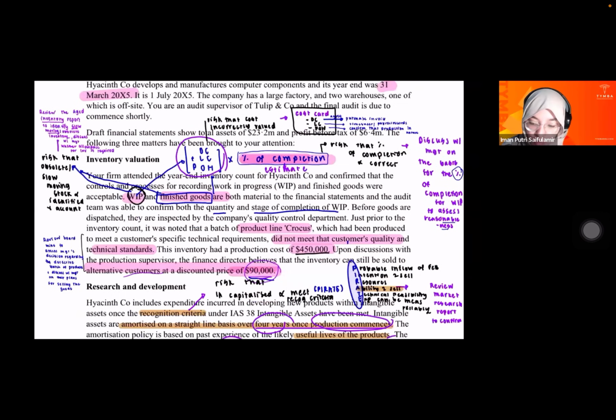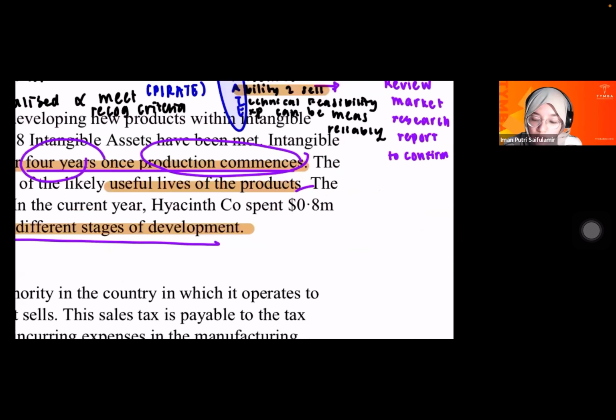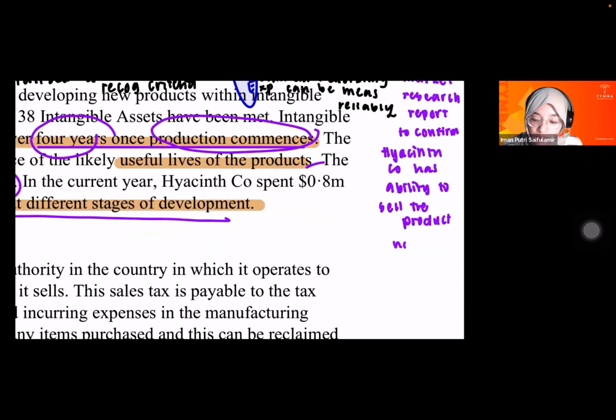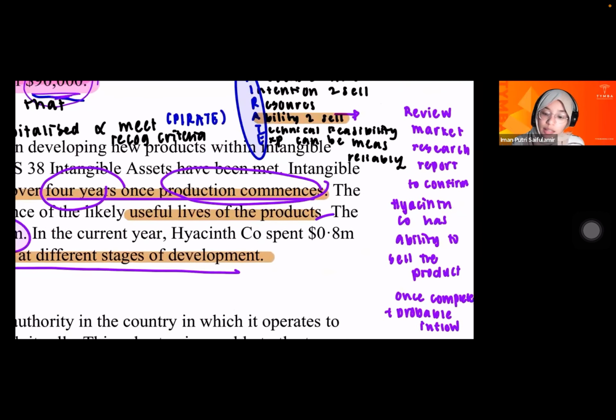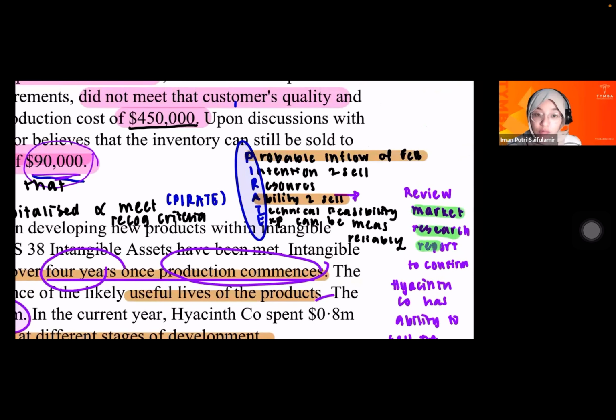I don't know. To confirm Hyacinth Co has the ability to sell the product once complete, and probable inflow of future economic benefits will arise. So this is to confirm the ability to sell and the probable inflow of future economic benefits. So remember guys, market research report.